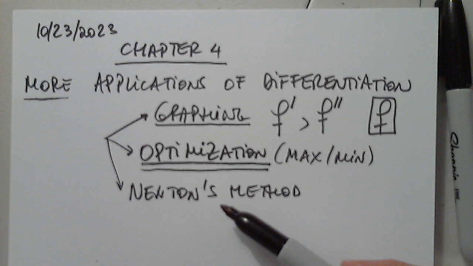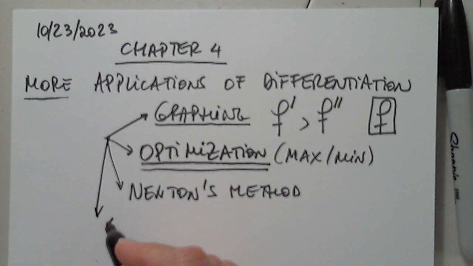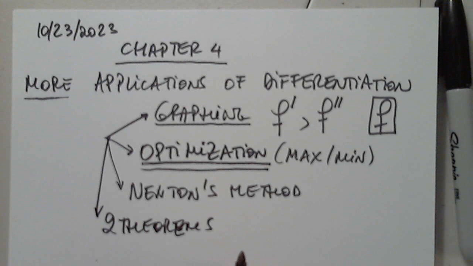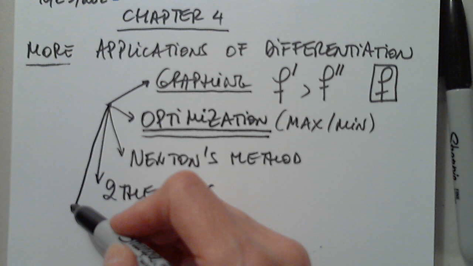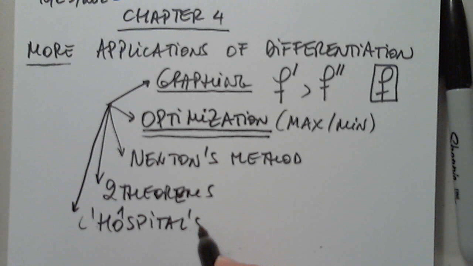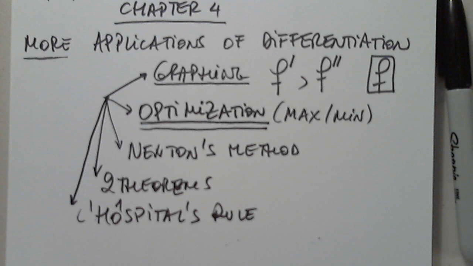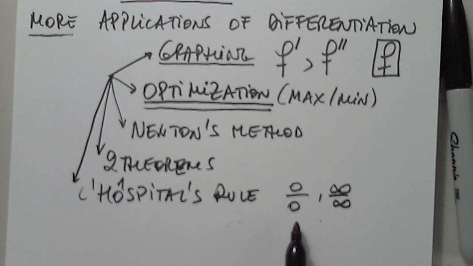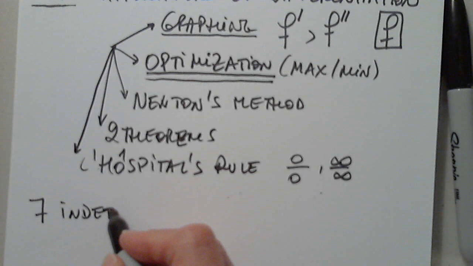And of course, a few other things, two theorems that I'm going to present to you. And that's pretty much it. A very important topic, yes, L'Hôpital's rule. But you can say you already did this. Yes, we did. We did not wait for L'Hôpital's rule for 0 over 0 and infinity over infinity. We did not. However, if you remember, we have 7 indeterminate cases.